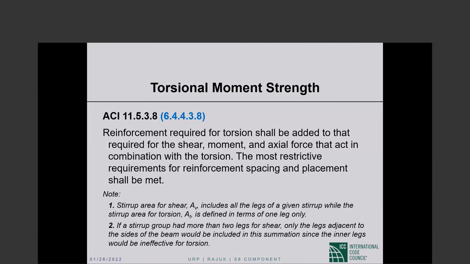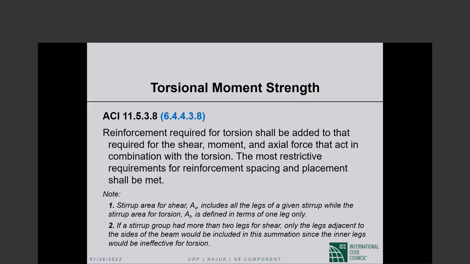So the two important notes. Stirrup area for shear A sub V includes all the legs of a given stirrup. Okay, if you have 3 legs, you get the area of 3 legs. While the stirrup area for torsion A sub T is defined in terms of 1 leg only. Okay, torsion. So shear reinforcement, if you actually have 2 legs, the 2 legs will resist shear. But torsion, it is the 1 leg that is doing the job.